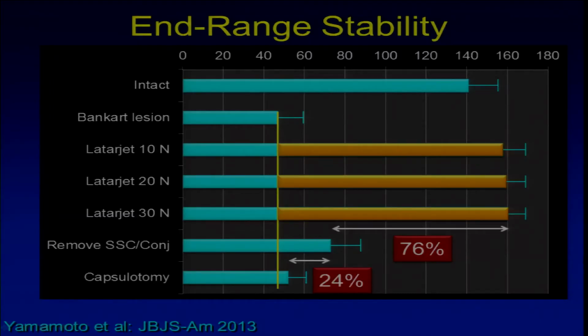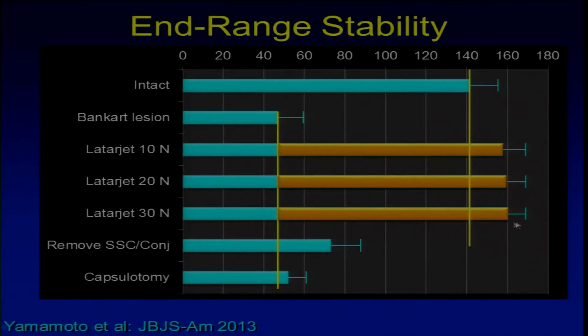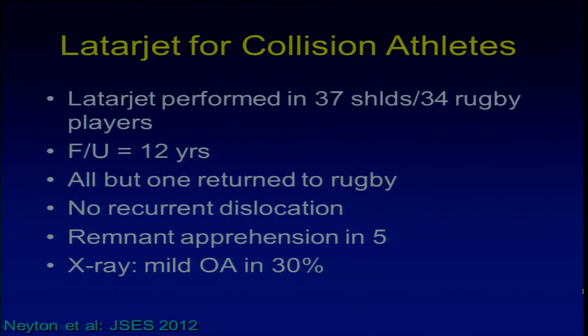The interesting thing about the Latarjet is this. After performing Latarjet, the stability is even greater than the intact shoulder. Because of this extra stability, some surgeons prefer to use Latarjet for high-risk patients like a rugby player. This is a report from Gilles Walch's group.